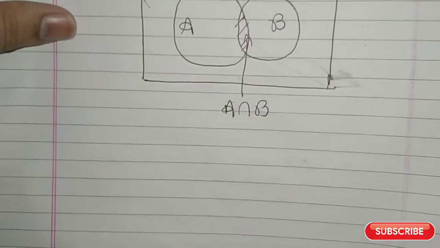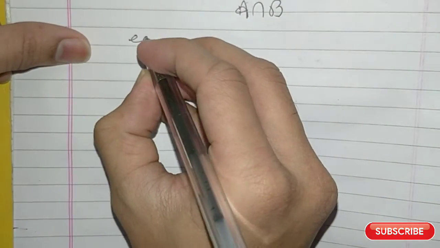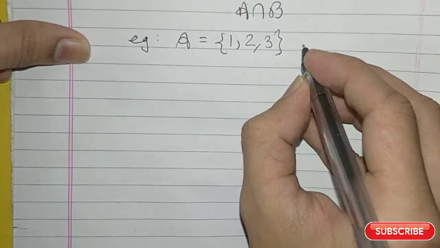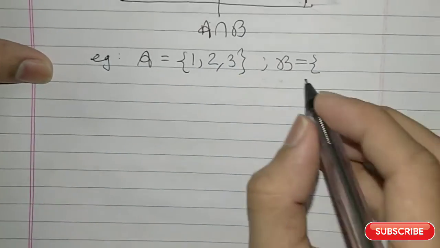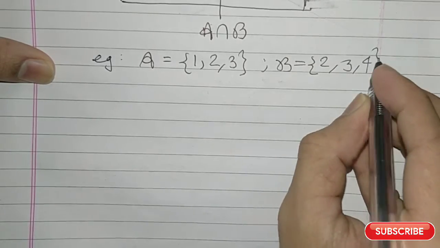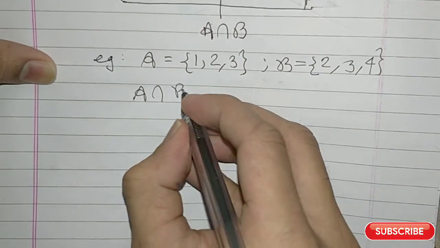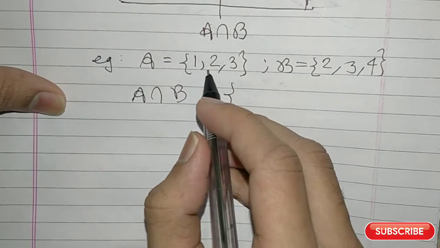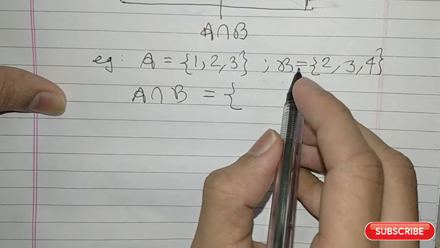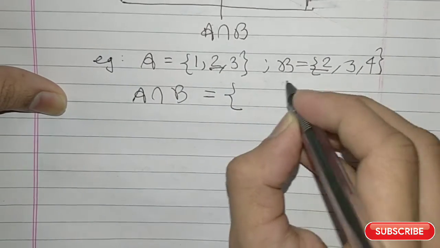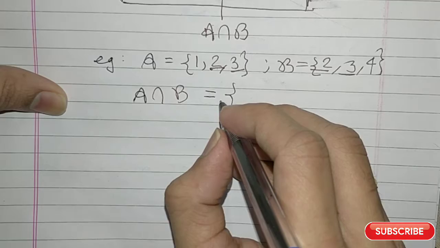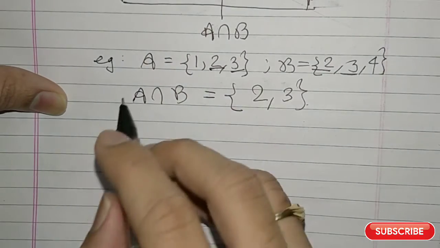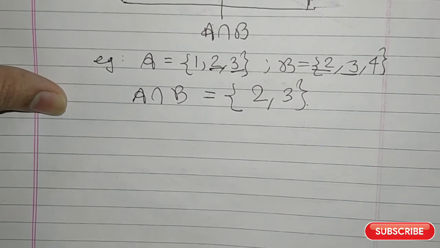Now let us take an example. Let A be equal to {1, 2, 3} and B be equal to {2, 3, 4}. Let us look at what is A intersection B. A intersection B is all the elements which are common to both A and B, right? So 2 is common here, also 3 is common. So the elements in the set A intersection B will be 2 and 3. So this is the set A intersection B.